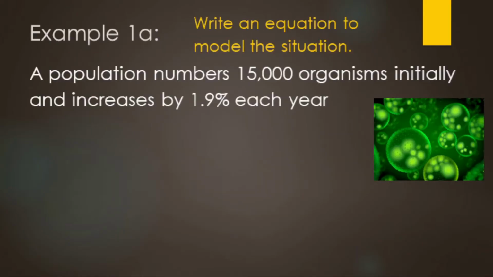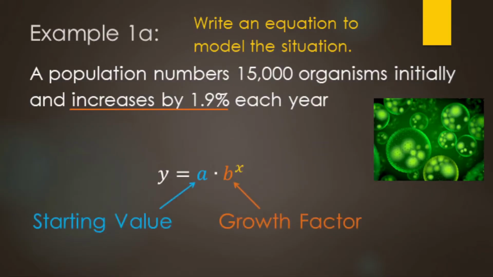In this example, we have a population of organisms. Now, this could be people or it could be bacteria. I think in our brains, let's just think bacteria might be a little bit easier to think of. Population numbers 15,000 organisms initially and increases by 1.9% each year, or 1.9% per year or every year. Now, this increase or decrease by a percent, that is going to be exponential in form. So we are going to be thinking y equals a times b to the x, where a, that's your starting value, and then the b is the growth factor.